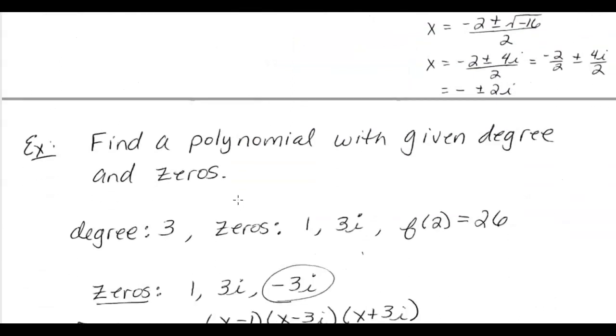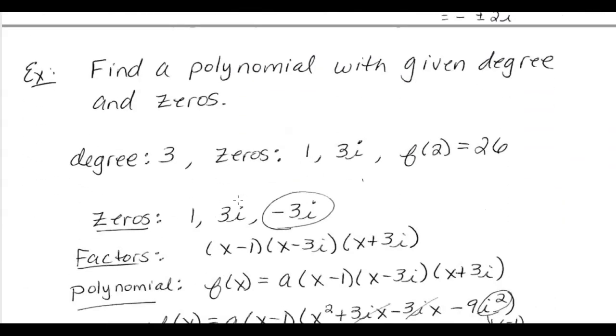All right, our last problem here is working backwards. They are going to give us some information about the degree and the zeros and maybe a function value, and we're going to build the polynomial. So find a polynomial with given degree and zeros. So it says that the degree is 3, so there should be 3 total zeros. Zeros given are 1 and 3i, so we're only given 2 of the 3, so we'll have to make sure we know how to find the one that they don't give us. And then we're given that f of 2 equals 26.